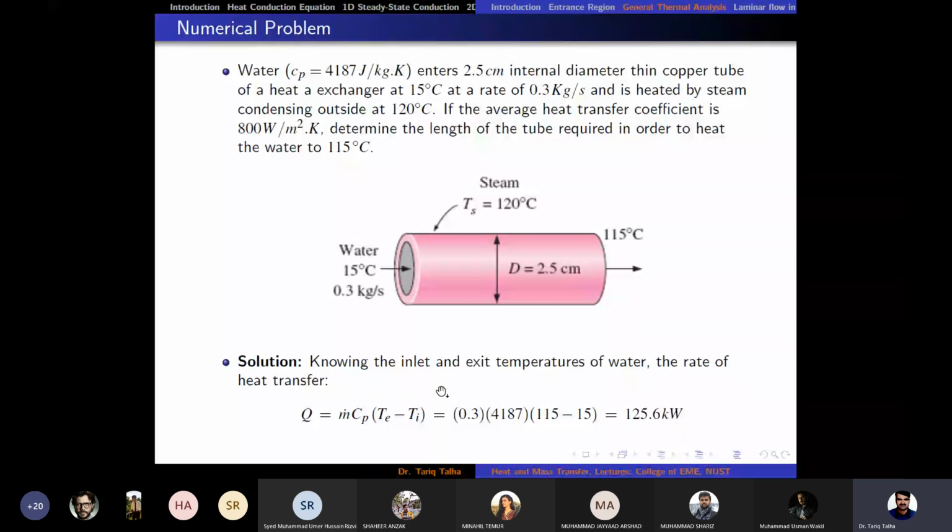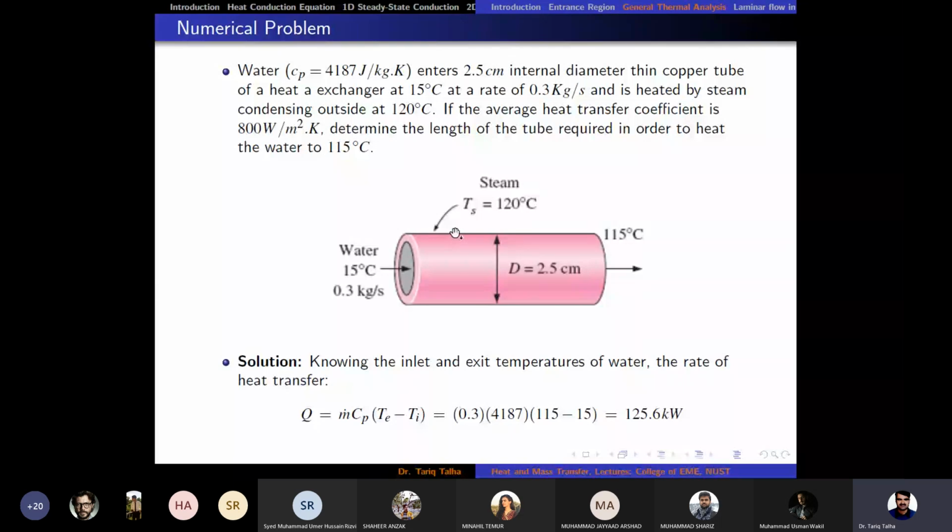So now we know this value, and then this heat transfer would be equal to the heat transfer by convection through the pipe surface. Because for this case, the boundary condition is constant surface temperature, we need to apply Q is equal to h As delta T logarithmic. So in As we need to know the value of length. So that length would come here.